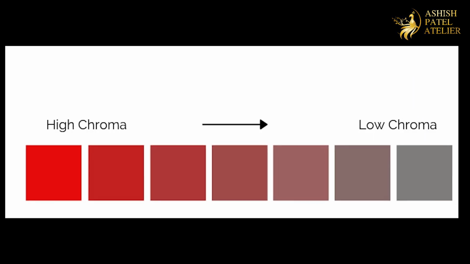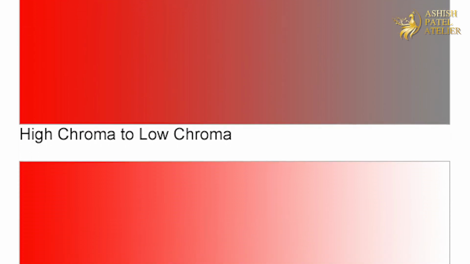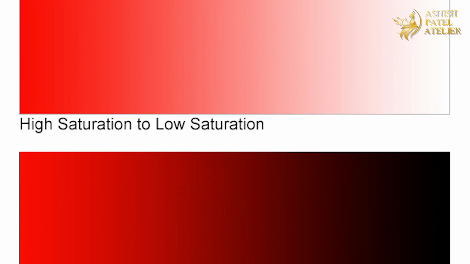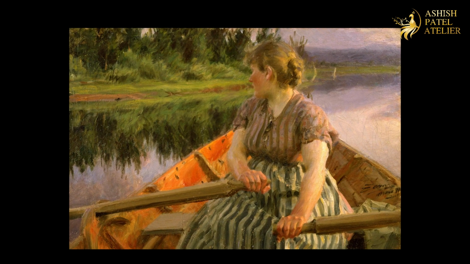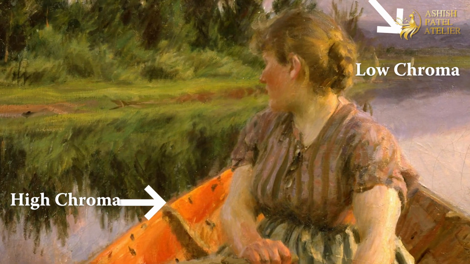The next attribute is the chroma. The chroma refers to the purity of color. Chroma is related to saturation, with high chroma colors appearing brighter and low chroma colors appearing duller.